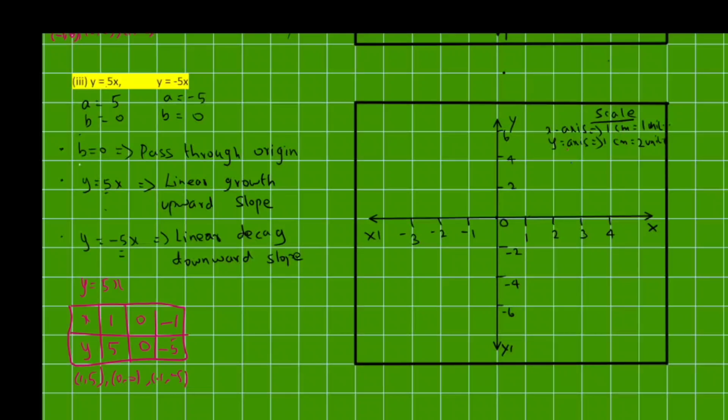Let's plot the points. So plus 5 is in between 4 and 6. This is (1, 5). Next the origin (0, 0). Then minus 1, minus 5 is here. Minus 1, minus 5. Let's join the lines. Yeah, this is the line for y is equal to 5x. This is the line graph.